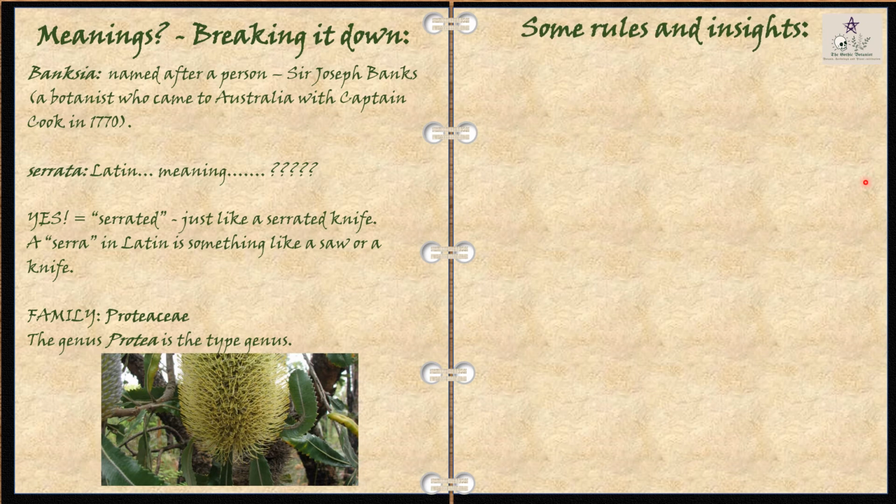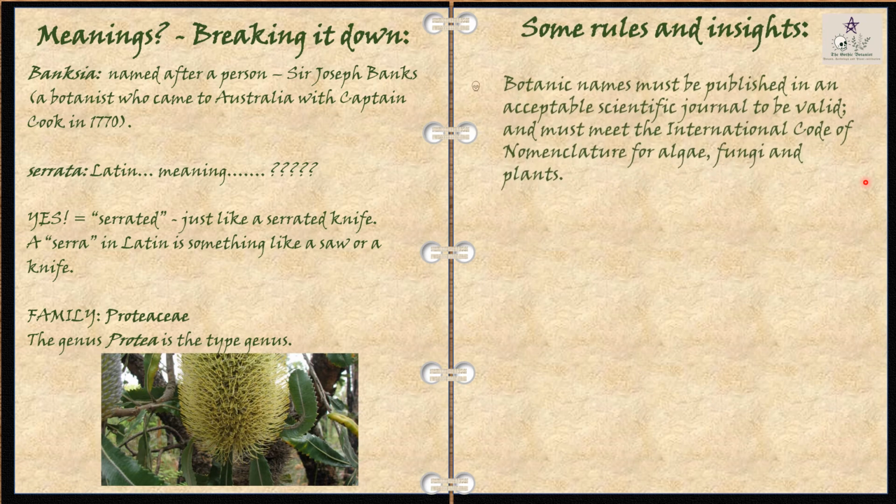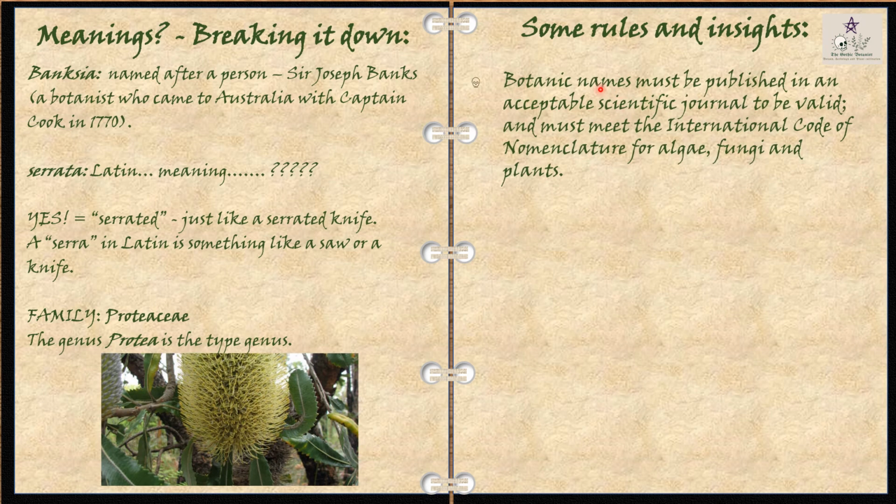Some rules and insights, which you might not be familiar with and just might help you a bit. Botanical names, look, they're not just written on the back of an envelope or someone's notepad and then thrown out into society and attached to plants in the nursery and that sort of thing. They must be published in an acceptable scientific journal to be valid. And they must meet the International Code of Nomenclature for algae, fungi, and plants. This is like a universal standard, a bit United Nations sort of thing. They've got to follow these rules and regulations.